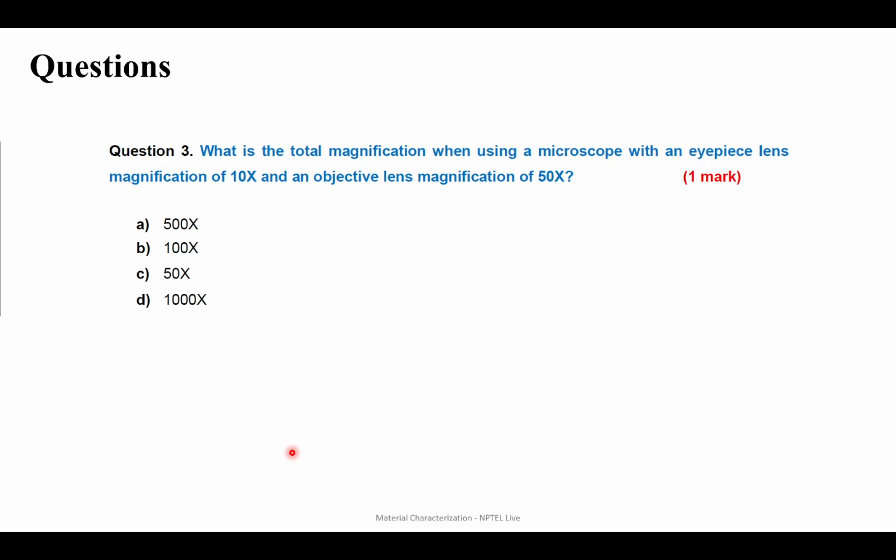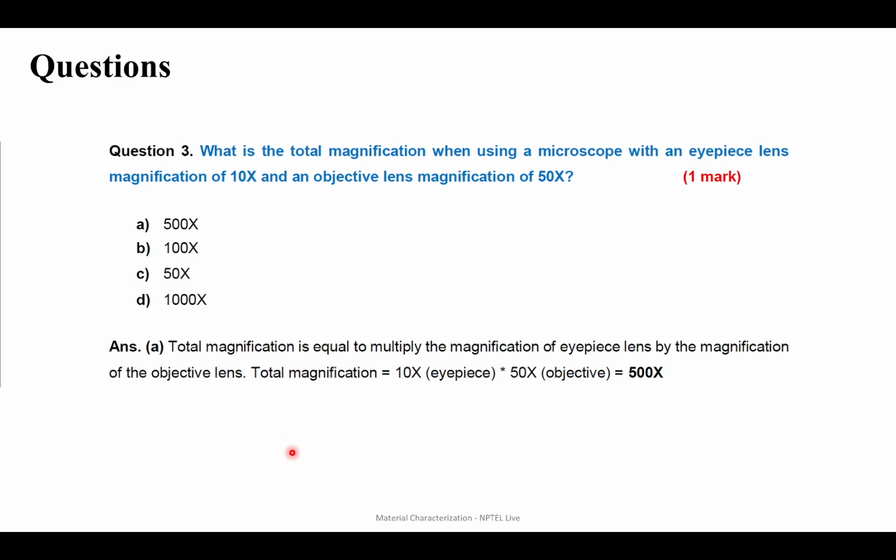What is the total magnification when using a microscope with an eyepiece lens magnification of 10x and an objective lens magnification of 50x? 500x, 100x, 50x, 1000x. That is correct. The answer is A, 500x. So total magnification is equal to the multiplication of magnification of eyepiece lens by magnification of objective lens, that is 10x into 50x. That would be 500x.